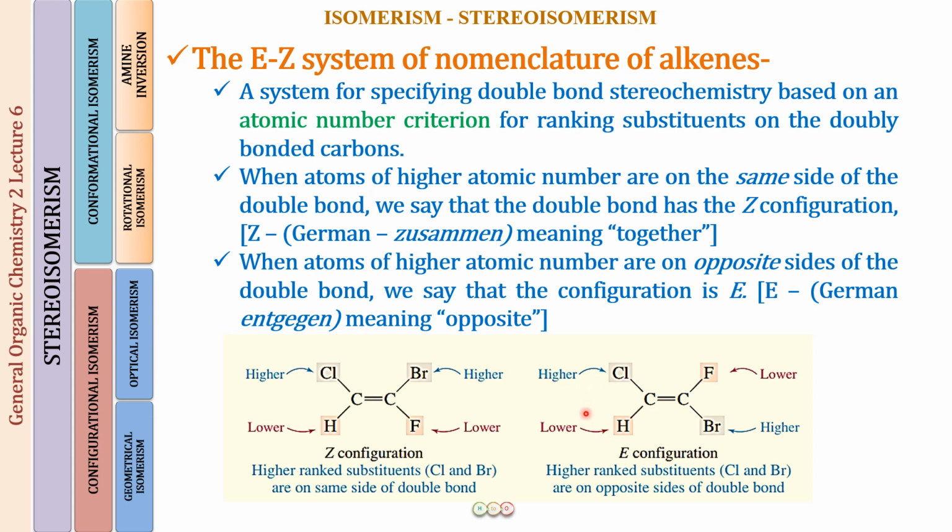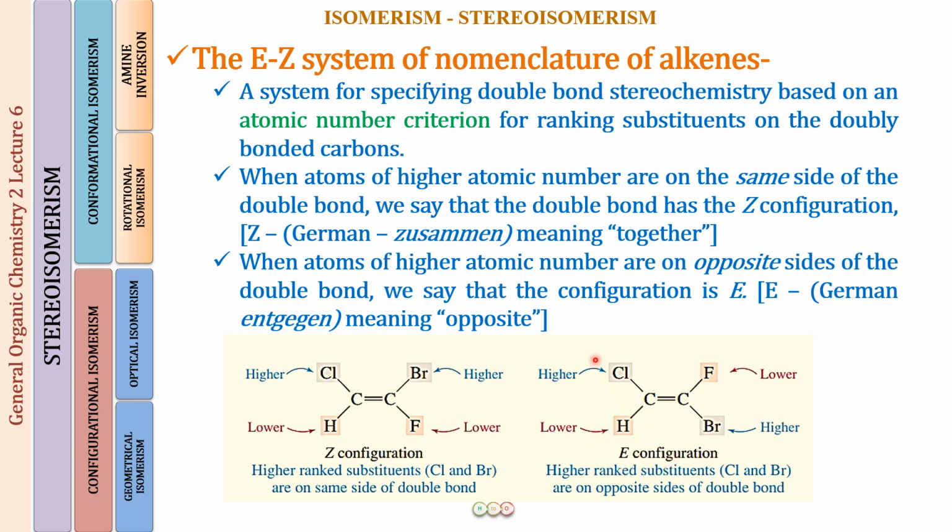And now in this structure, again we have a chlorine and a hydrogen. Hydrogen is going to be of a lower priority, and chlorine is going to be of a higher priority because the atomic number of chlorine is higher. Similarly, fluorine and bromine: bromine is of a higher priority, and both of them are diagonally opposite to each other, so this is going to be an E configuration.